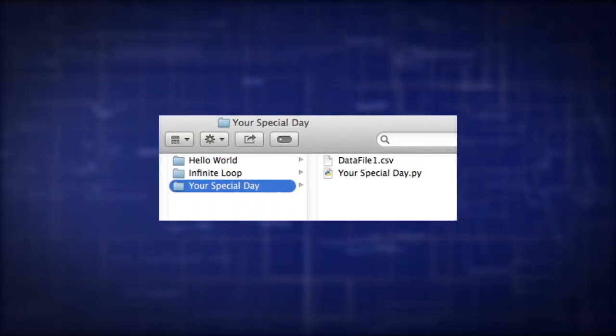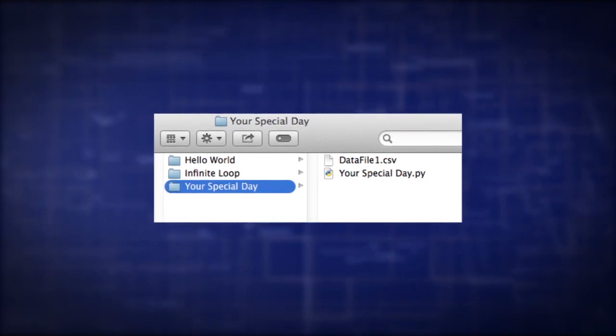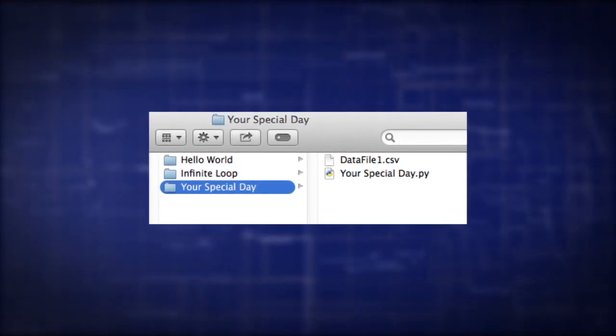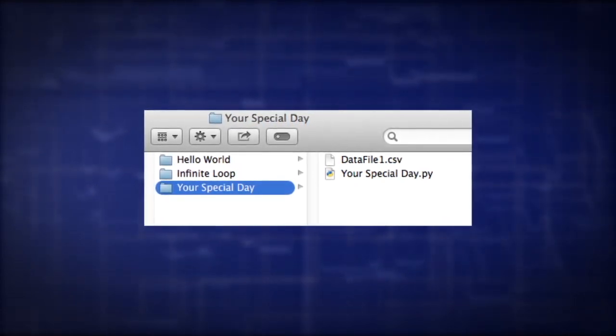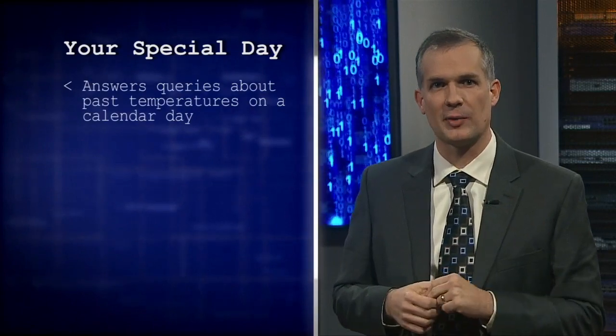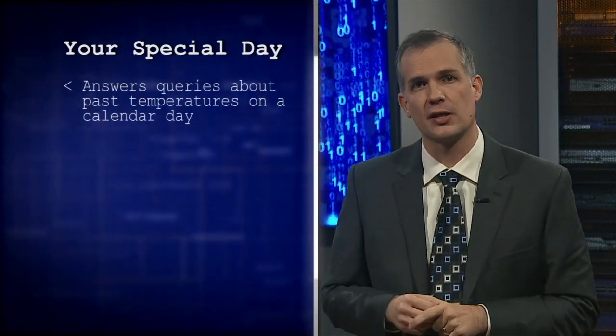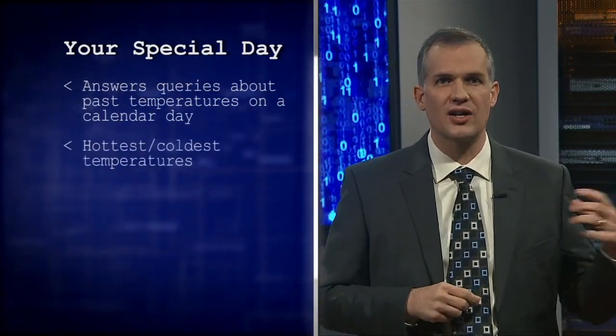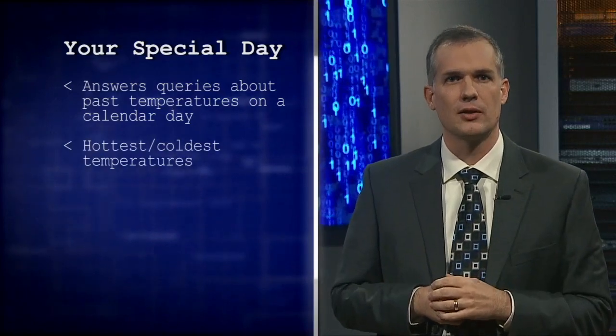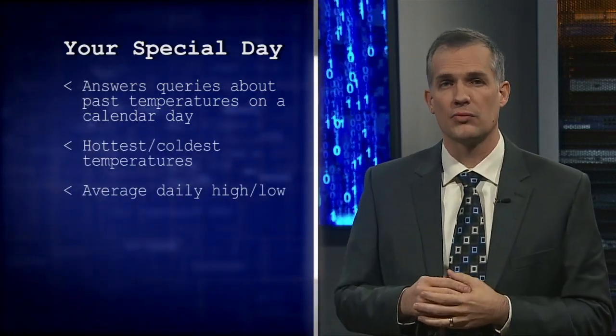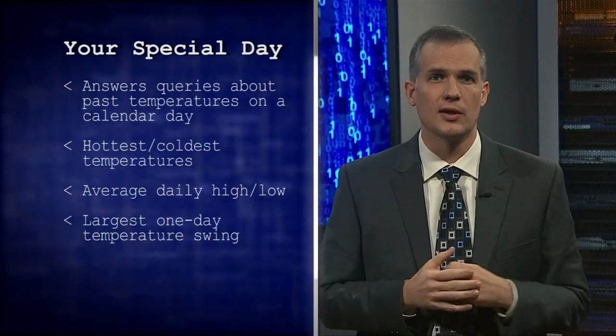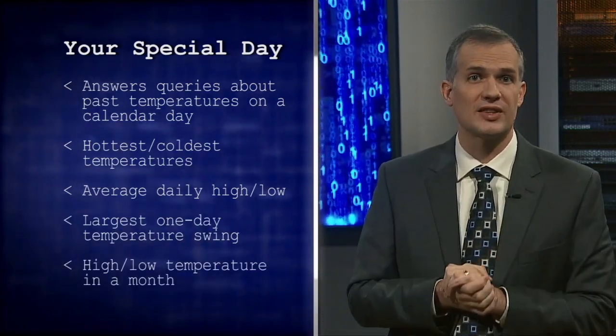So, we'll assume that we have this file of weather data, and that it's sitting in our directory where we're writing our Python program to make it easy to find. Our Python program might be called Your Special Day, and we'll set it up to answer some queries about past temperatures on that calendar day. Maybe we want to find the hottest and coldest temperatures on record, the average daily high and low, the largest one-day temperature swing, the high and low in a month surrounding the date in question, etc.